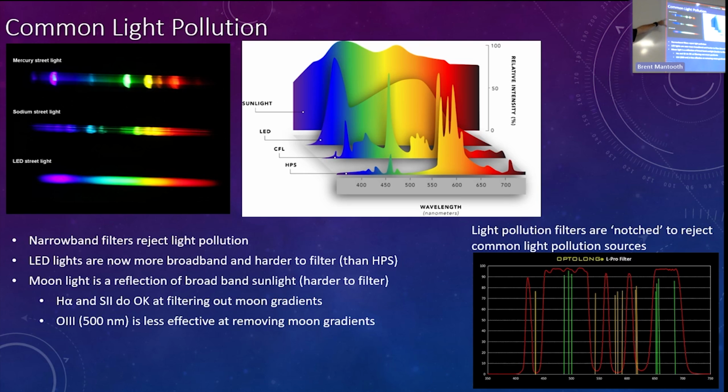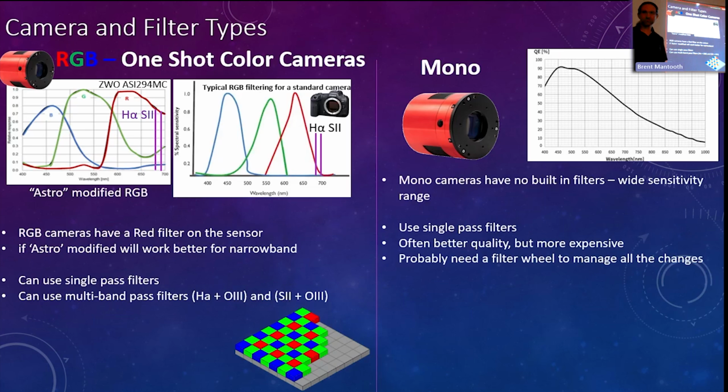That signal is swamping out all your astro image. And so how do you get rid of that background? Tell your neighbors to turn their lights off. Okay, awesome.